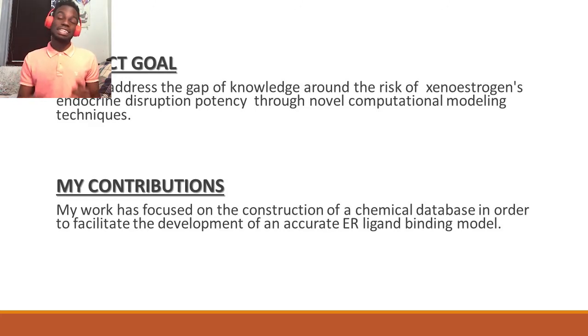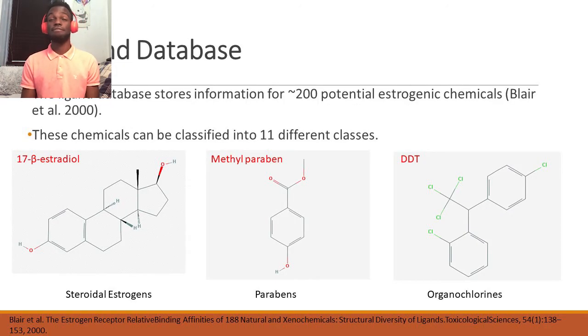Our first database, the ligand database, stores information for approximately 200 potential chemicals that were further classified into 11 different groups. 3 examples of these classifications are presented. 17-beta-estradiol from the steroidal estrogen class, methylparaben from the parabens class, and DDT from the organochlorines class. You might recognize that name. DDT is one of the most famous compounds that was widely used and then eventually later identified to have an immense environmental impact.